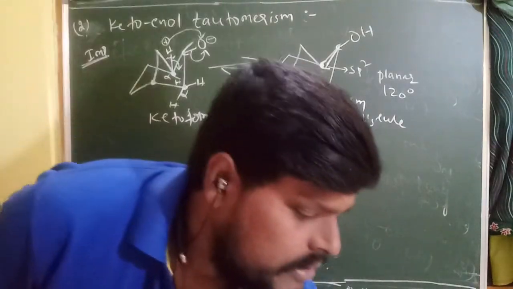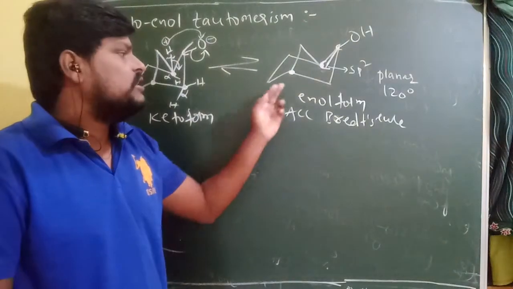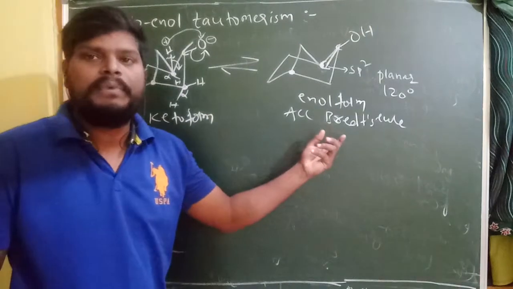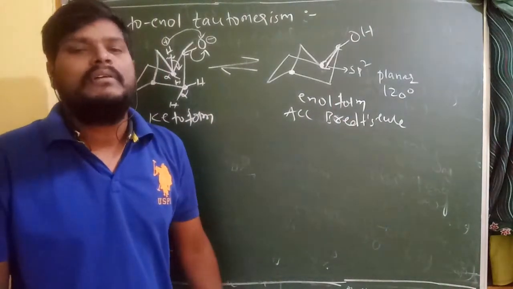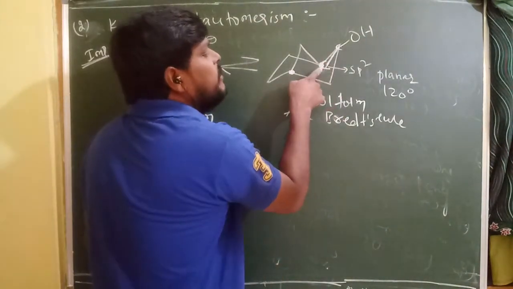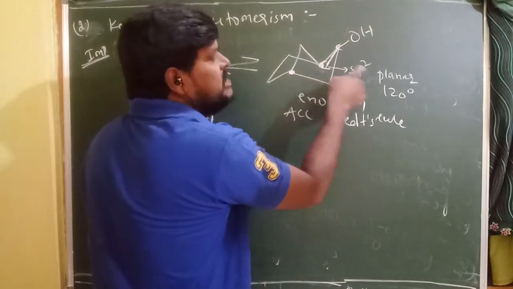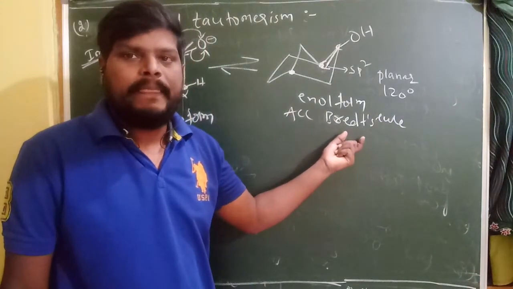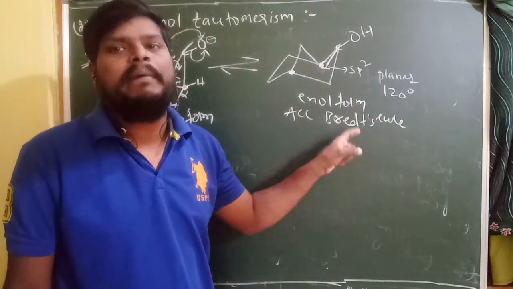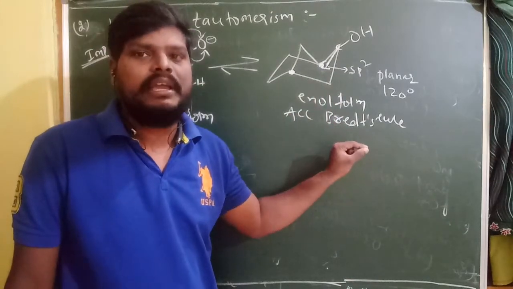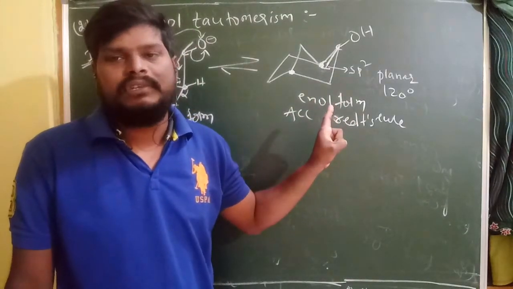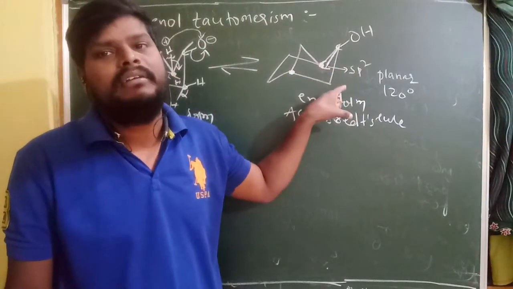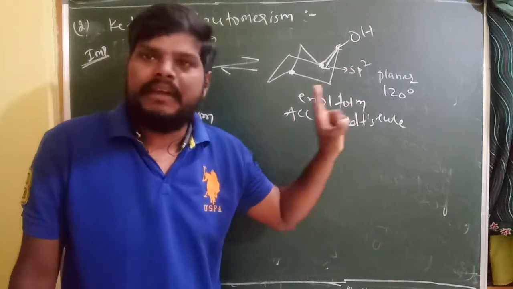Why, sir? Why according to Bredt's rule is this not possible? Only one reason: this enol form does not exist. Why? Here this bridgehead carbon has a double bond and it is planar, right? According to Bredt's rule, the bridgehead carbon in bicyclic compounds cannot be planar.